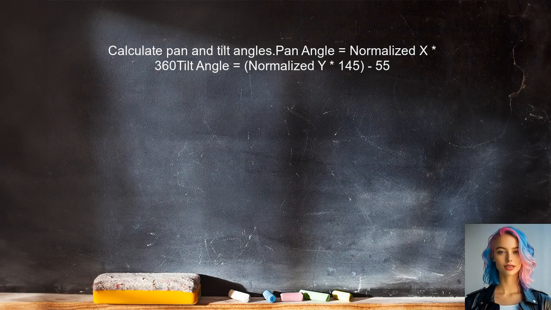After obtaining the normalized coordinates, the user can then calculate the corresponding pan and tilt angles. For pan, multiply the normalized x-coordinate by 360 degrees. For tilt, multiply the normalized y-coordinate by the tilt range, which is 145 degrees, and then subtract 55 degrees.